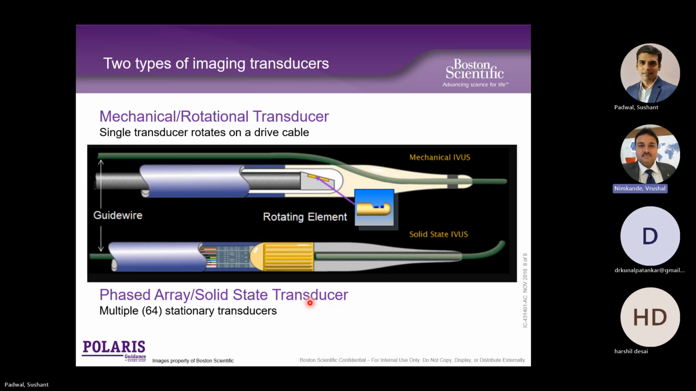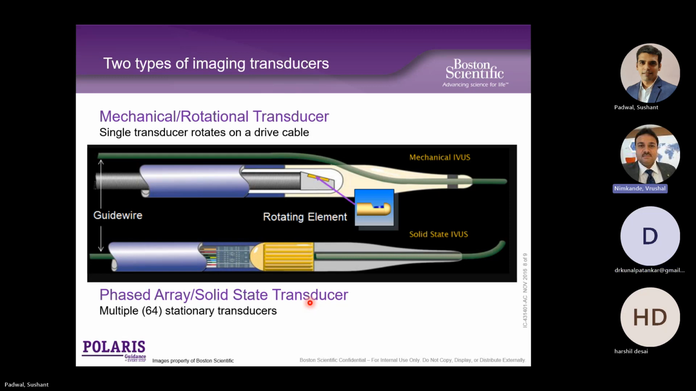Many of the times you must be seeing that the catheter gets kinked and you won't be able to acquire any image. What happens is this drive shaft, which is a fiber optic cable, is not as sturdy as a rotor drive shaft. The rotor drive shaft is different, it's more of a mechanical drive shaft.